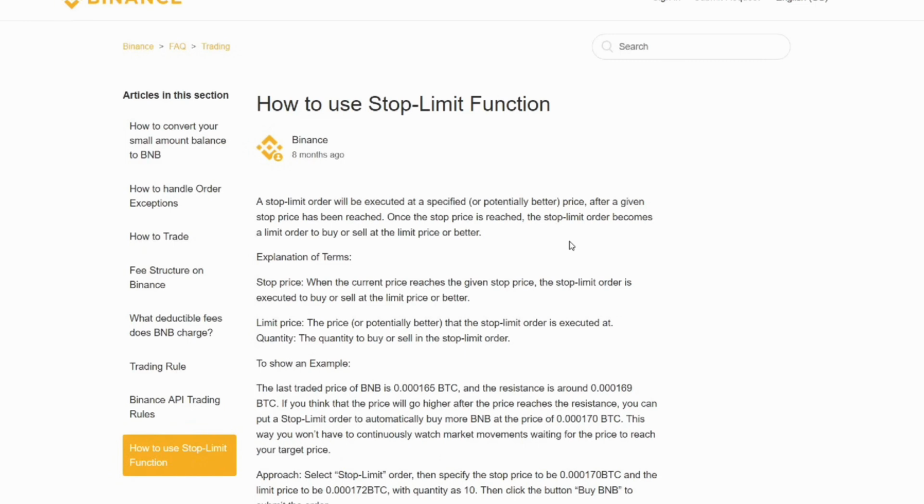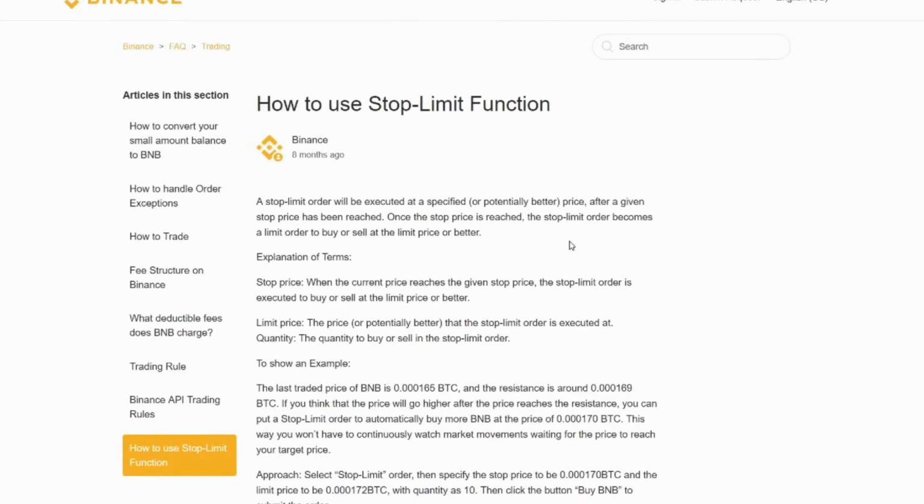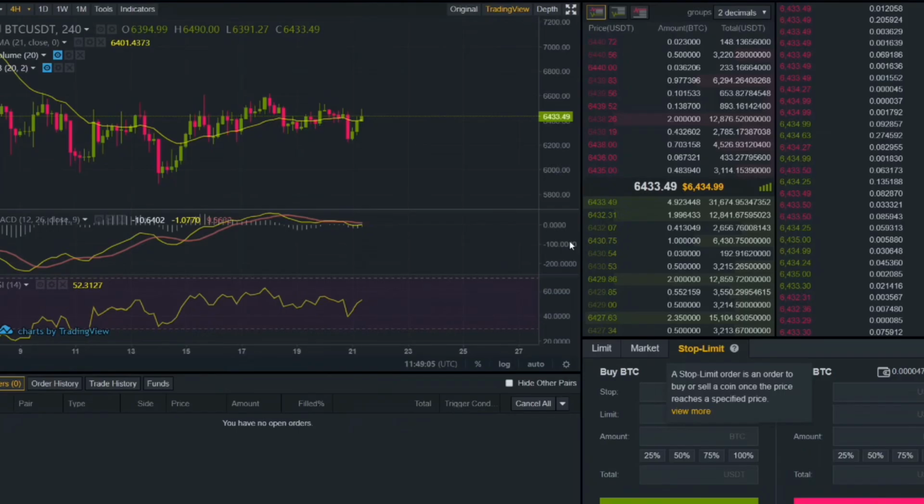To use a stop loss on Binance, the first step is to log into your Binance account and navigate to the spot trading section. From there, choose the cryptocurrency pair you're trading, for example, BTC/USDT, and you'll be taken to the trading interface where you can place your orders. Once you're in the trading interface, locate the stop limit order type on the order form.